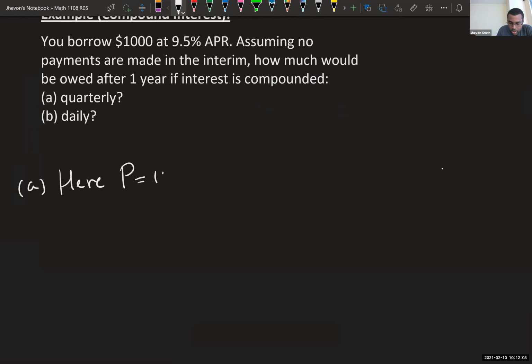I borrowed 1,000, so P is 1,000. My interest rate is again 0.095. My N is 4 because it's compounded quarterly. And my T is 1, because that was the loan term. In both of these situations, we're paying it at the end of the year, but they are two different situations because of how the interest is being applied throughout the year. In one situation, they hit me with interest every 3 months. In the other situation, they hit me every day.